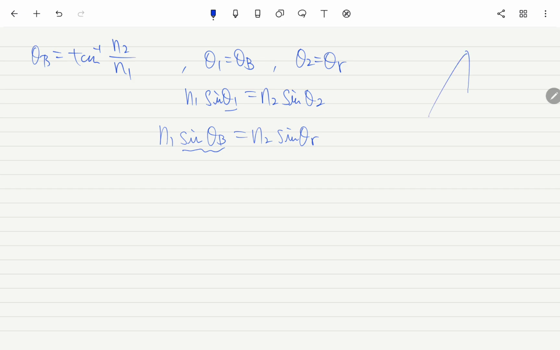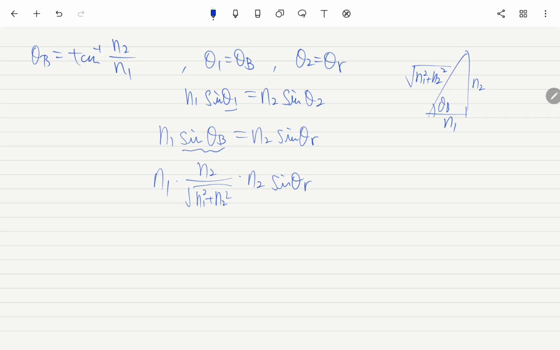Okay, so here we can draw a right angle triangle. So this is theta B, which means this is n2, this is n1, and this is the square root of n1 squared plus n2 squared. So which means sine of theta B will be n2 over the square root of n1 squared plus n2 squared, and then this is n1, this is n2 times sine of theta R.